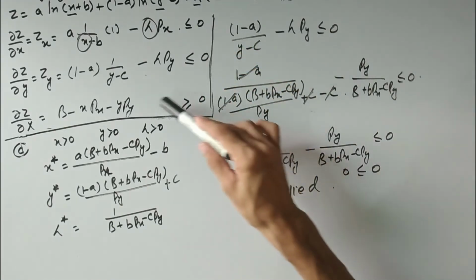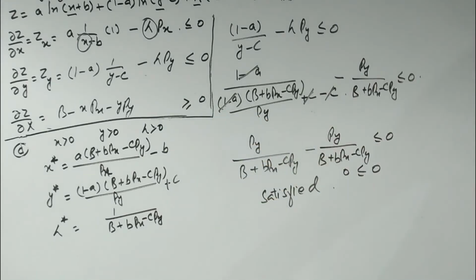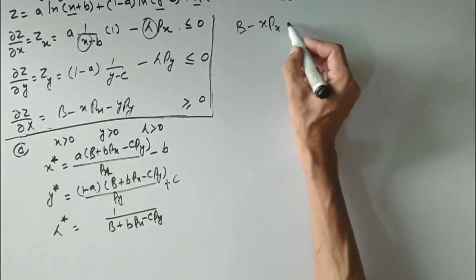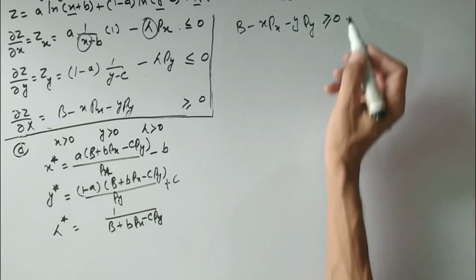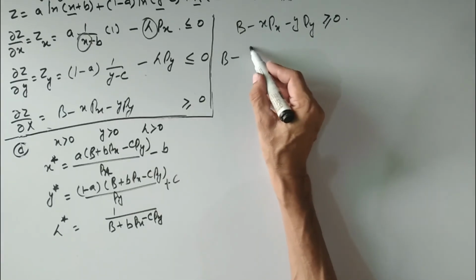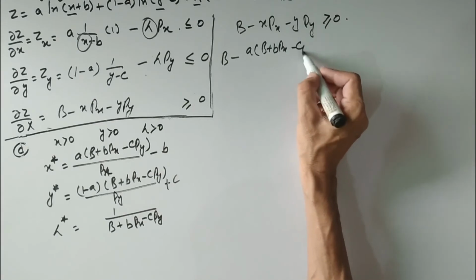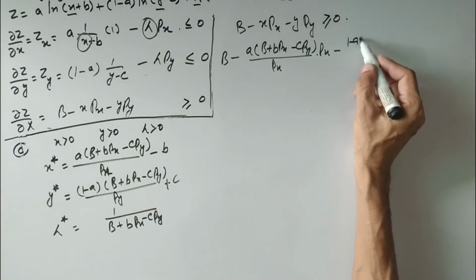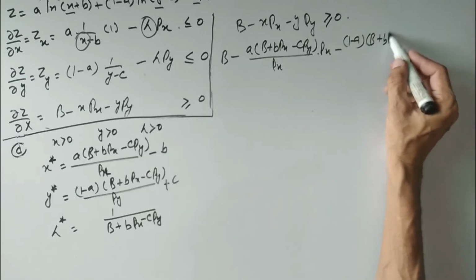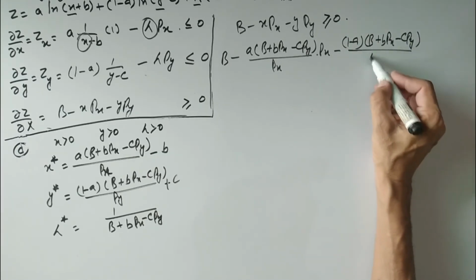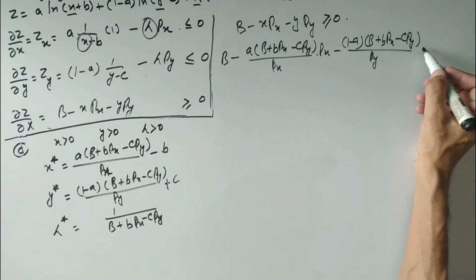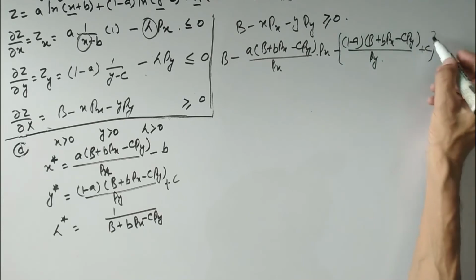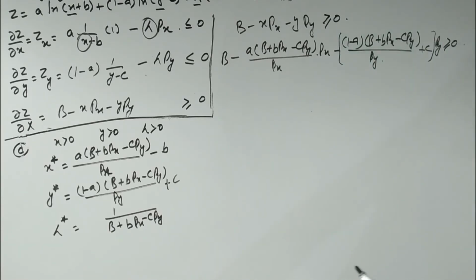Now I have to take the last, third equation and check whether it is satisfied or not. Lastly, in our third partial derivative, that is a b minus x p x minus y p y greater than or equal to 0. So b, x is the value, that is a into b plus b p of x minus c p y upon p of x, into p of x, minus y, 1 minus a into b plus b p of x minus c p y upon p of y, plus c into p of y greater than or equal to 0.